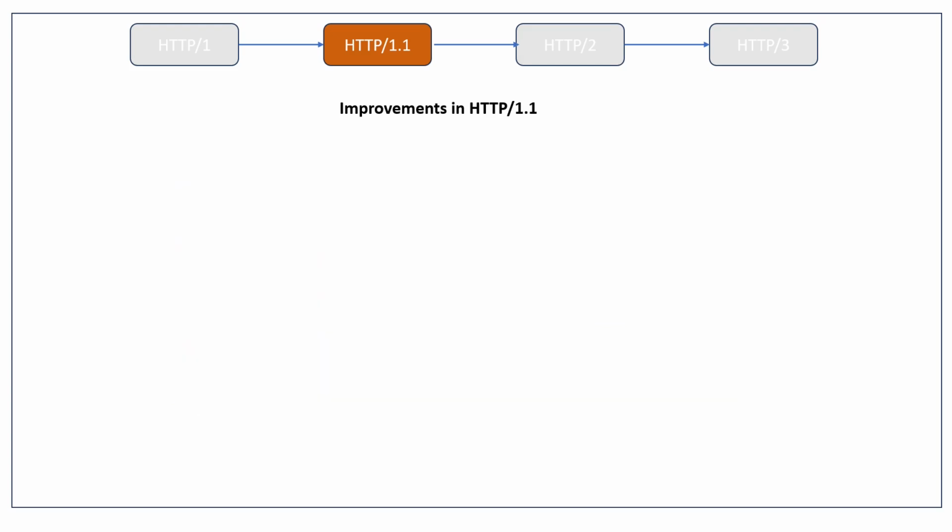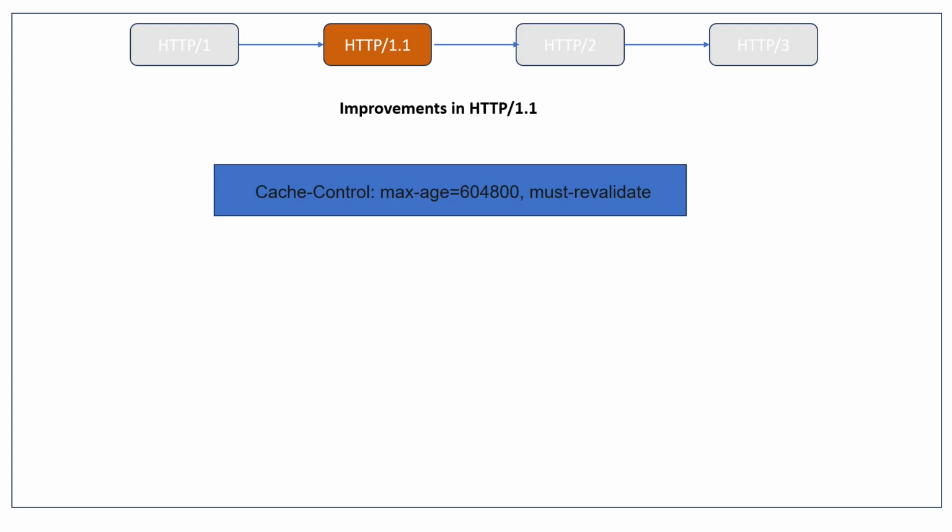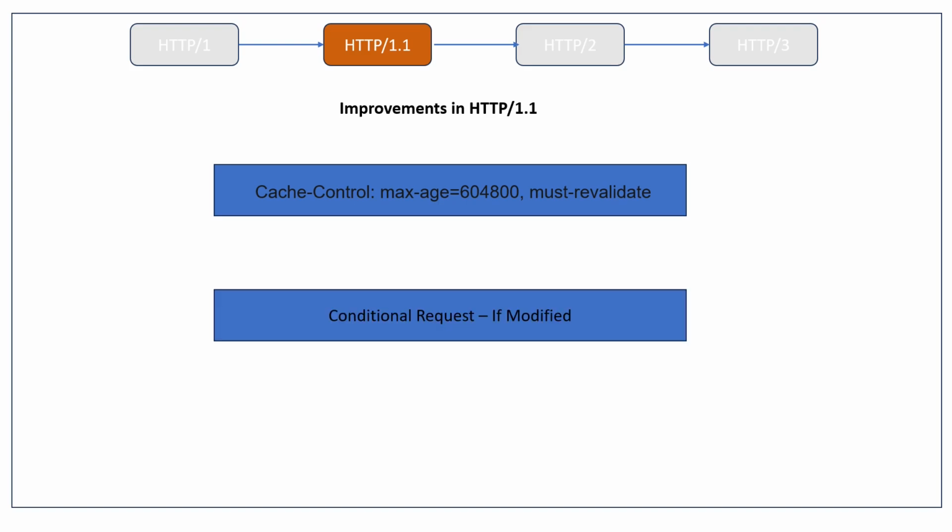Okay, and a few more things, right? For example, the client has got some data which is not going to change much, so it can cache it as well. There are some tags for cache control in this 1.1 version of HTTP. And also we have the conditional request, if-modified.